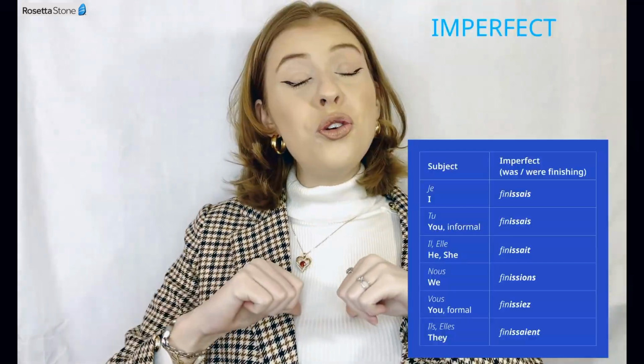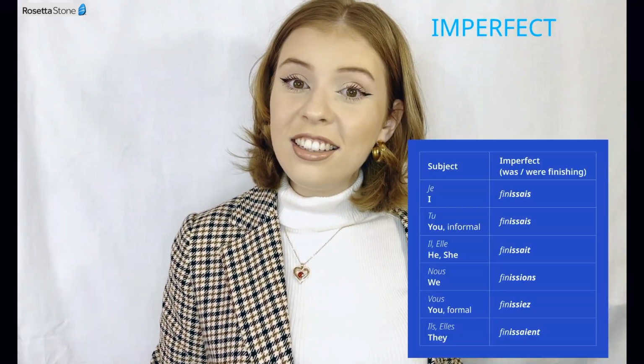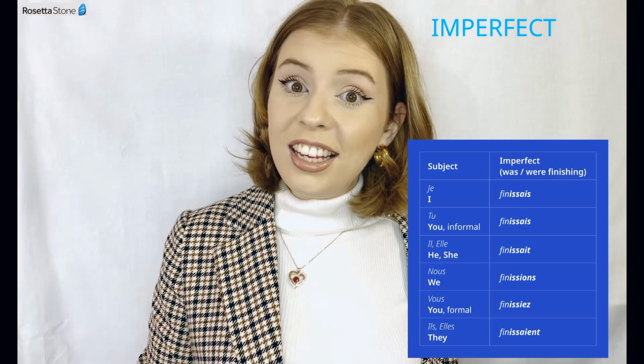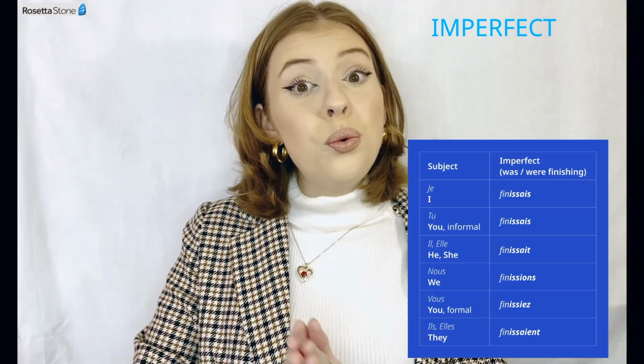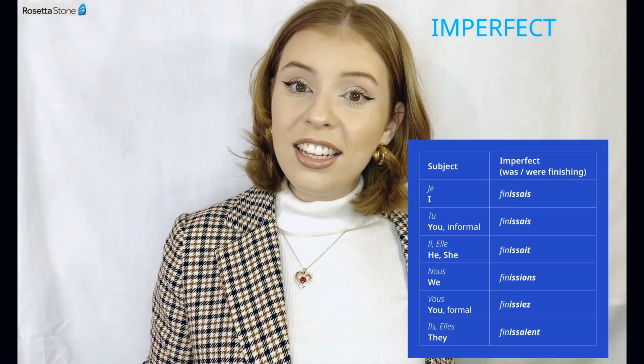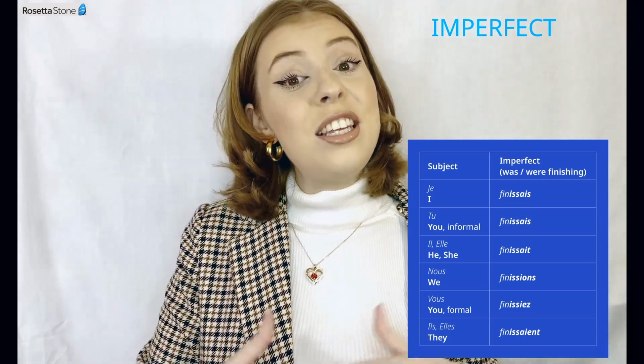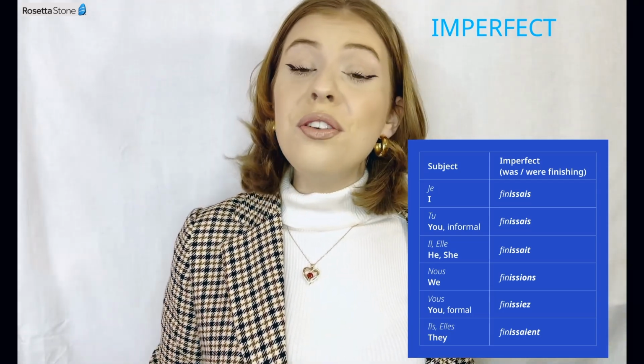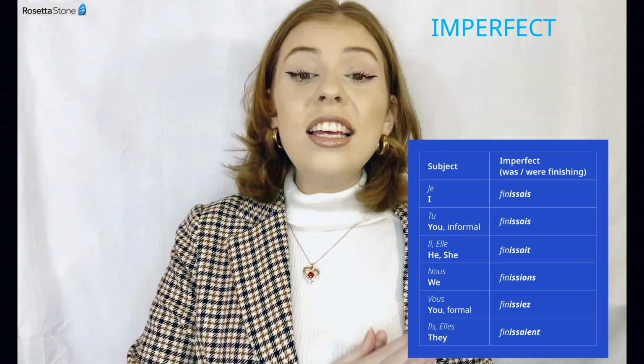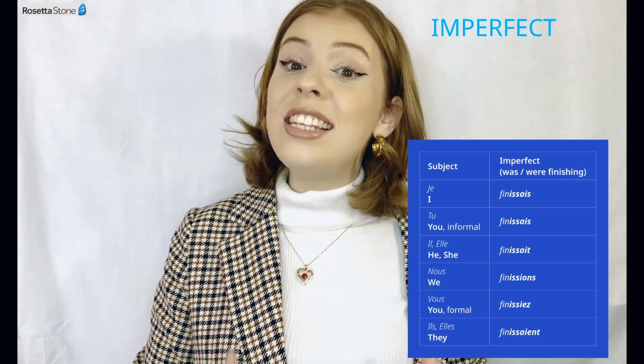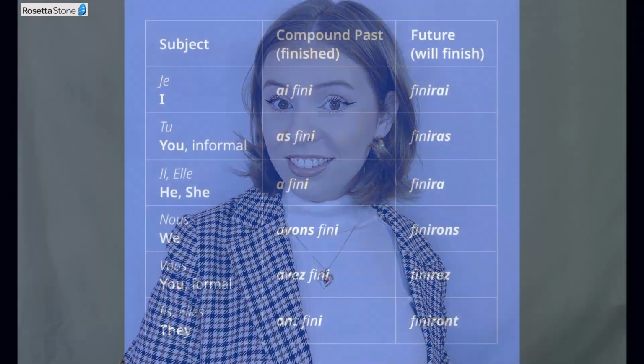Now let's look at the imperfect tense endings to express what you were doing in the past. Je finissais. Tu finissais. Il ou elle finissait. Nous finissions. Vous finissiez. Ils ou elles finissaient. Here are 2 more tenses with finir.